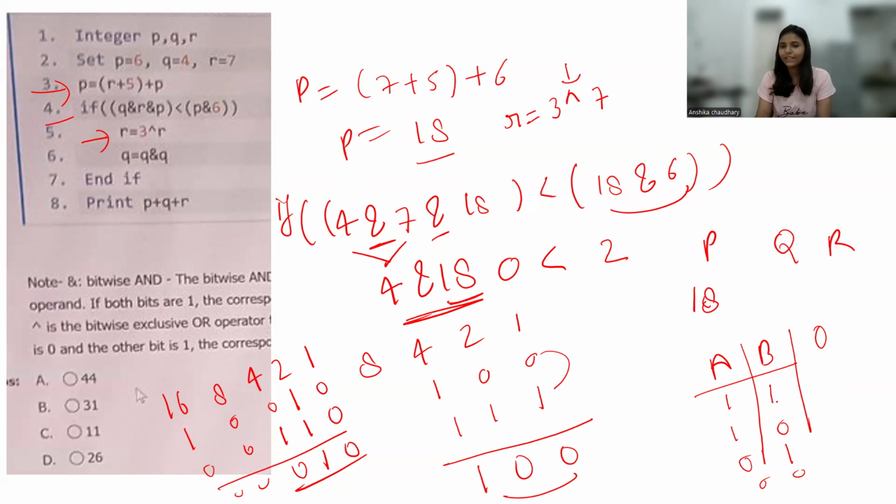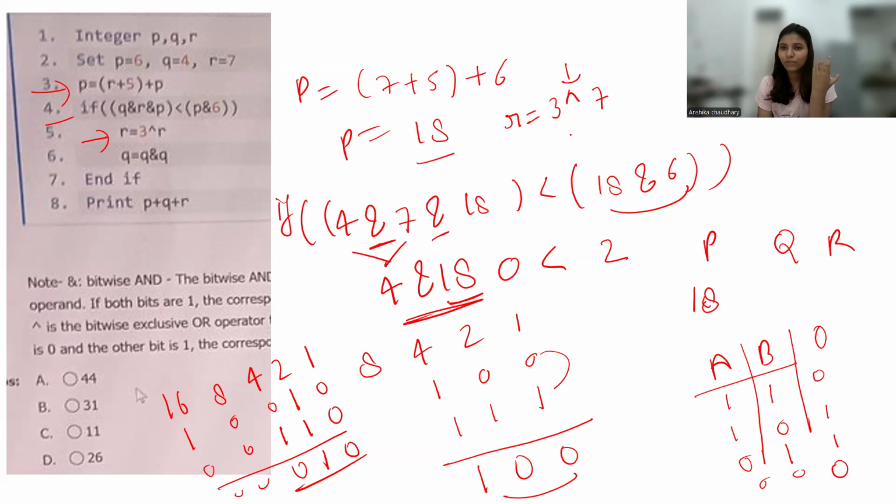So the cases will be the same. The XOR truth table works on the phenomenon that if both of the operands are same and same, the answer will be 0. If both of the operands are different, the answer will be 1. So here same and same, so the answer will be 0. Here different, the answer will be 1. Here different, the answer will be 1. Here 0 0 means same, so the answer will be 0. Right? So the same thing we will do here.